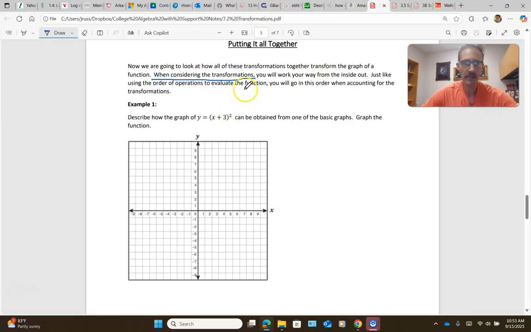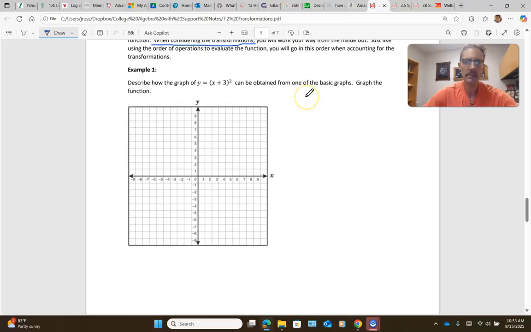So example 1 says: describe how the graph of y equals (x plus 3) squared can be obtained from one of the basic graphs, and then graph the function. Notice that's in parentheses and then it's squared. The first thing we need to do is figure out what our basic function is, and you will have to do this in your homework.